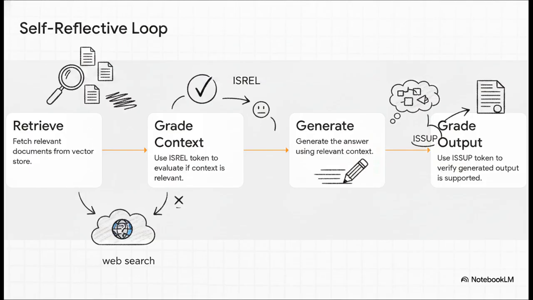First, it retrieves the documents. Then, it uses a reflection token, something like ISREL, checking if the context is relevant, to actually grade that context. If it's good, it generates an answer. After that, it uses another token like ISSUP, checking if the answer is supported, to verify the output against the source text. And here's the best part: if a retrieved document is irrelevant, the system can gracefully fall back to a web search to find supplementary context instead of just making something up. It's a seriously powerful, built-in quality control layer.